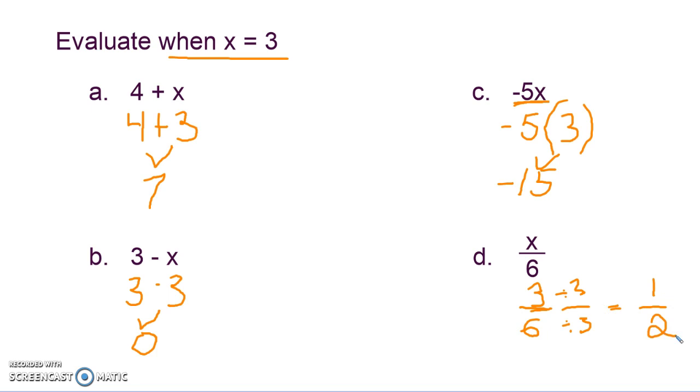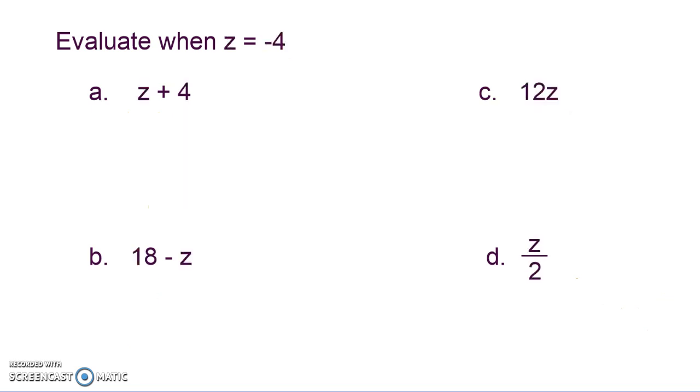So let's do another set of examples. In this case, we have evaluate when z equals negative 4. In this first case, we're going to turn z into negative 4. So we have negative 4 plus 4. These are opposites, so we know negative 4 plus 4 is going to be 0.